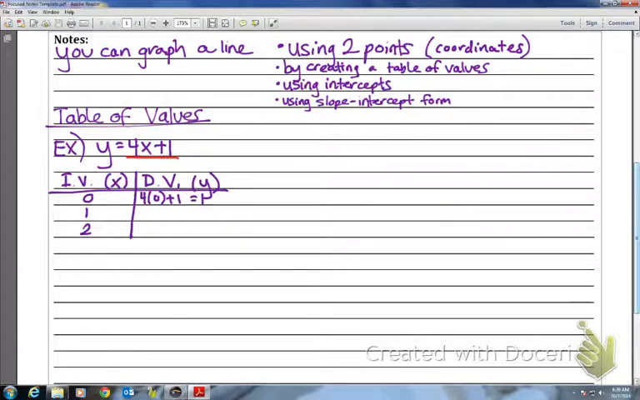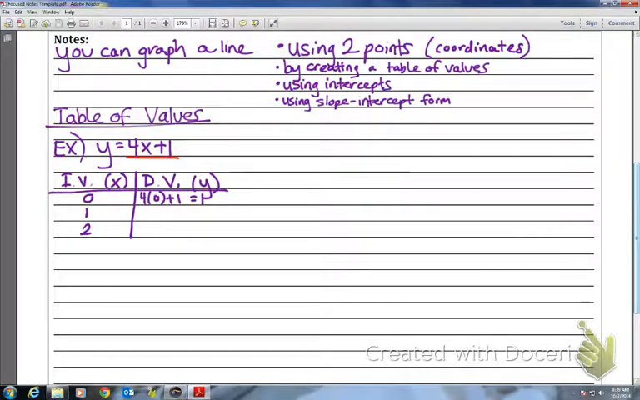So in other words, in this specific equation, y equals 4x plus 1, when I plug in 0, my input is 0, my output is 1. So I have the coordinate, or the ordered pair, 0, 1.